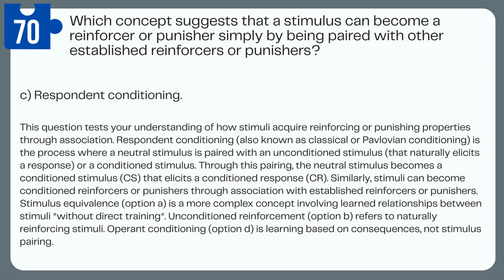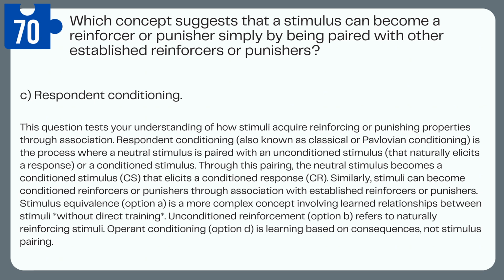Answer: C. Respondent conditioning. This question tests your understanding of how stimuli acquire reinforcing or punishing properties through association. Respondent conditioning, also known as classical or Pavlovian conditioning, is the process where a neutral stimulus is paired with an unconditioned stimulus that naturally elicits a response, or a conditioned stimulus. Through this pairing, the neutral stimulus becomes a conditioned stimulus, CS, that elicits a conditioned response, CR. Similarly, stimuli can become conditioned reinforcers or punishers through association with established reinforcers or punishers.